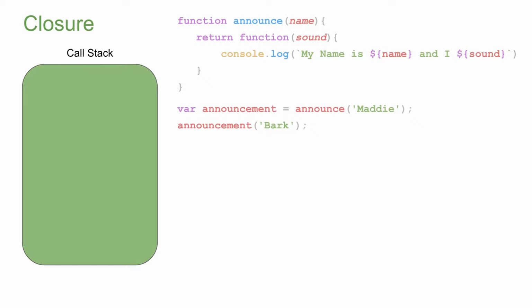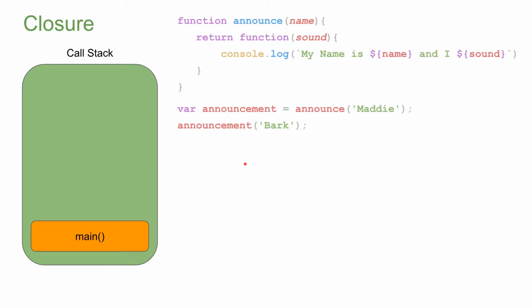So this one definitely looks a little goofy, especially if you're just starting out. We have a function called announce, which takes in a name. It returns a function that takes in sound, and we're simply console.logging: my name is whatever we put the name in, and I, whatever the sound is. So this is just an anonymous function returning an anonymous function. And then down below, we are setting announcement equal to announce with the name set to Maddie right here. So we're making announcement equal to announce, right?